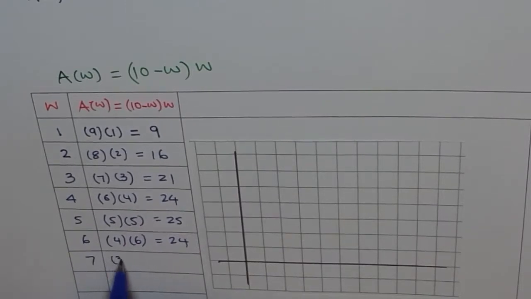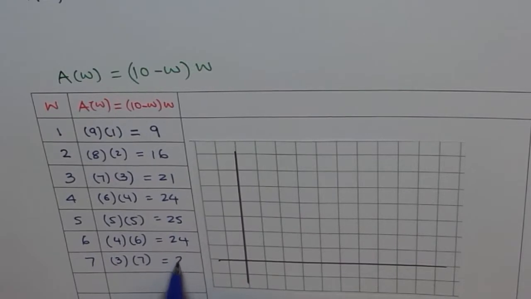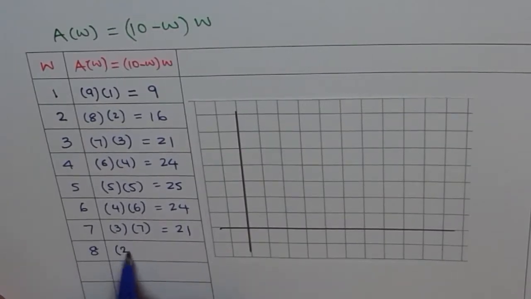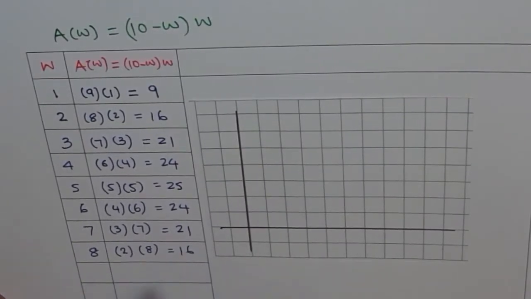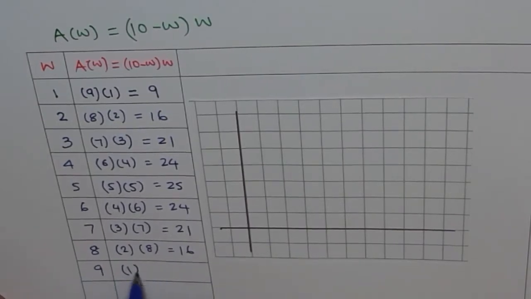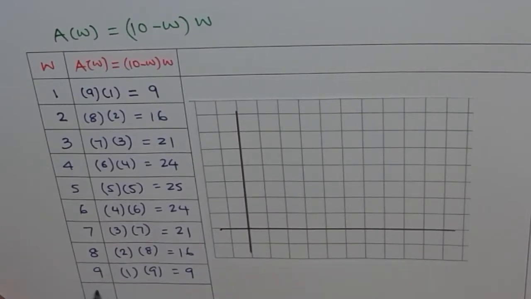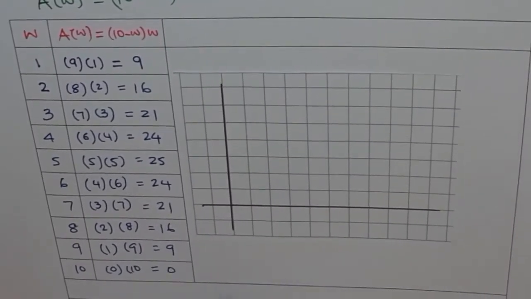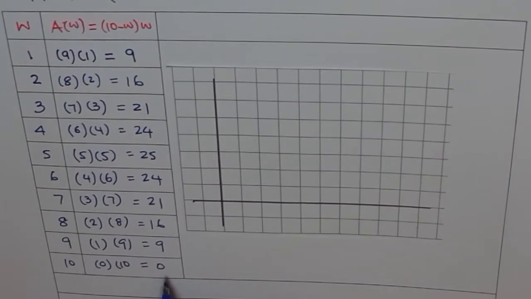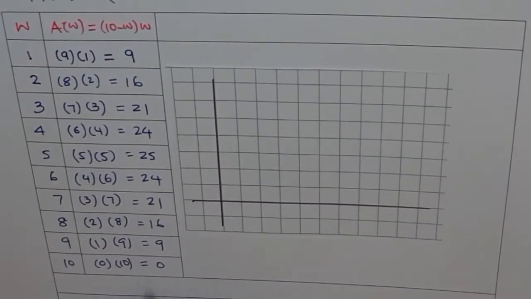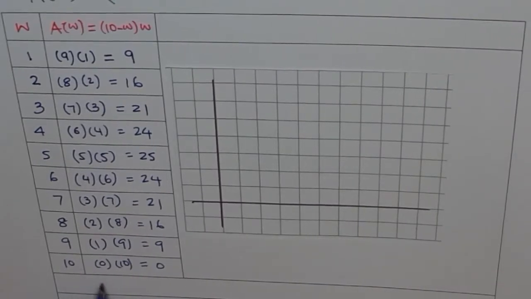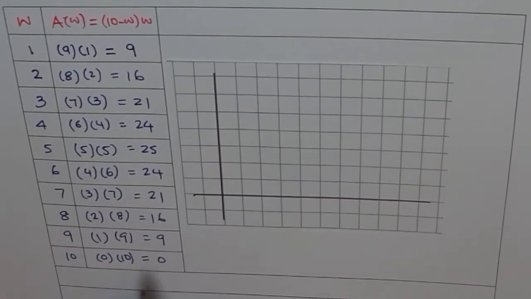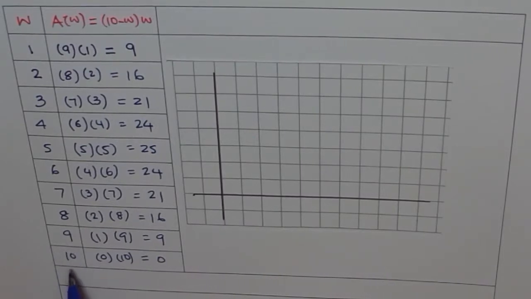7, 10 minus 7 is 3, times 7 width, we get 21. 8, and then we have 10 minus 8 is 2, times 8, we get 16. 9, 10 minus 9 is 1, times 9 equals 9. 10, 10 minus 10 is 0, times 10 we get 0. Well, 0 should not be included because it is not a natural number, correct? You can see if I take 11, there will be a negative number. So width and length can never be negative, correct? So in our domain, we can only have values from 1 to 9, not 10, correct?